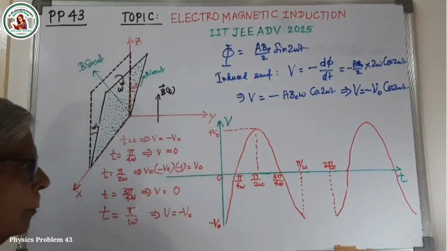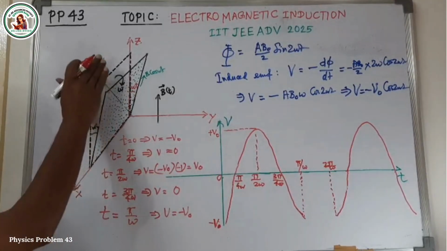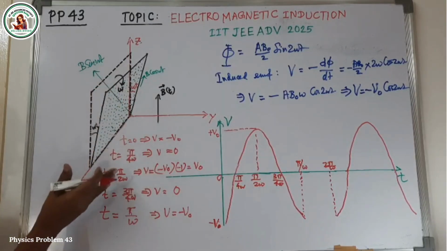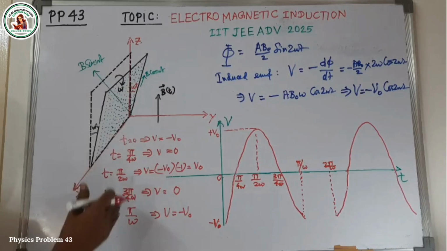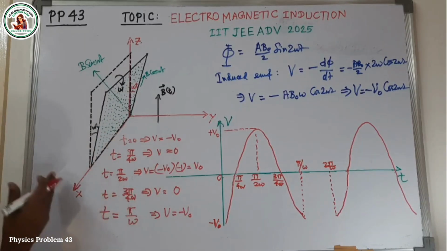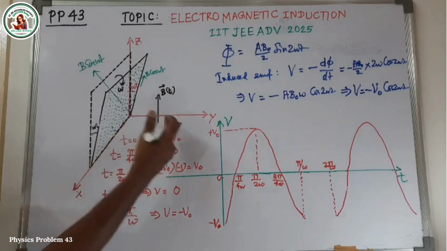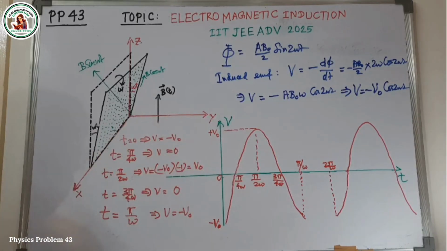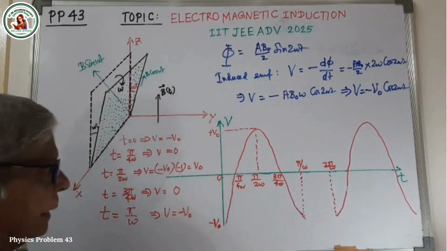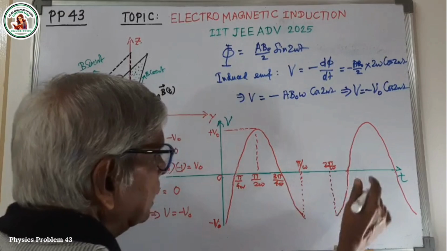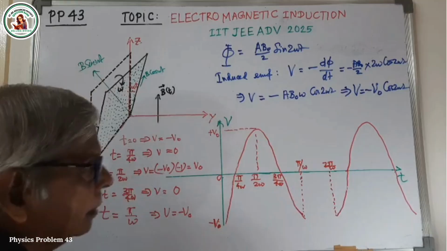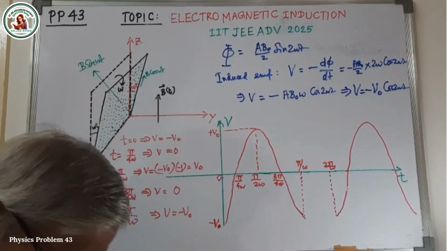Up to pi by omega the coil has turned 180 degrees and come to the negative XZ plane. Beyond that, on the left side, there is no magnetic field, so there will be no induced EMF. So this is the 0 part. Then again it starts at 2 pi by omega, and the cycle continues.